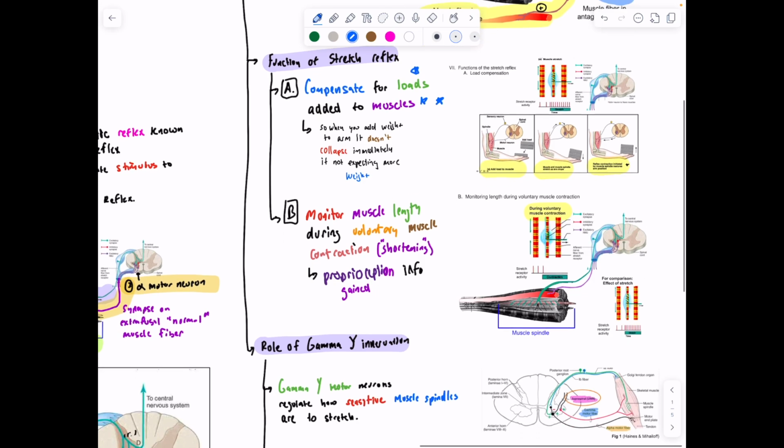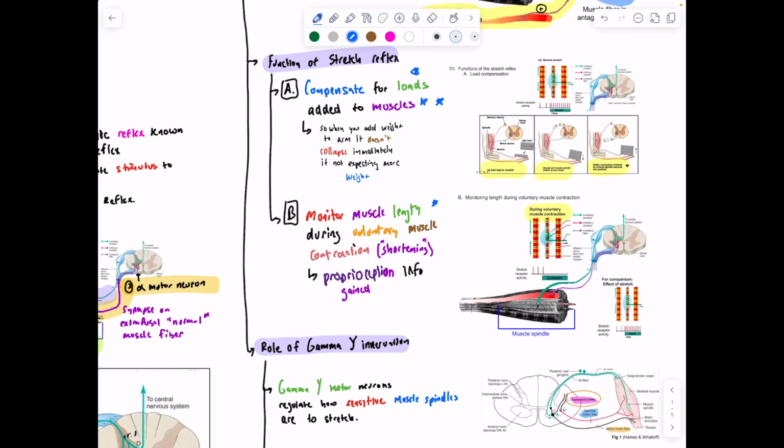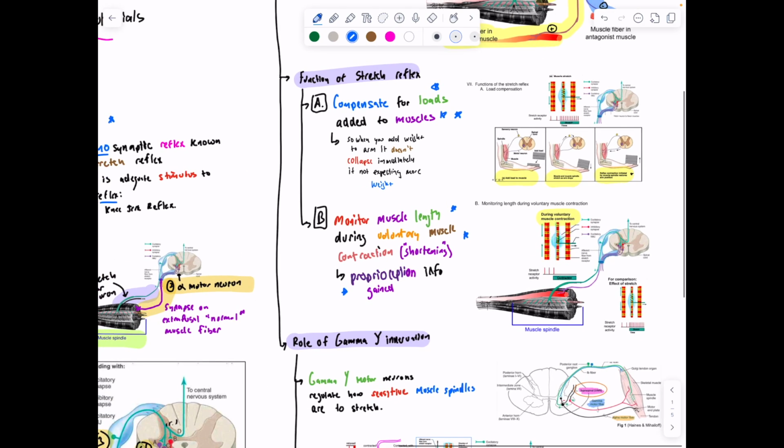The second is to monitor muscle length, and this is during voluntary muscle contraction. As we'll see with muscle spindle fibers, which we'll talk about in a second, one of the components of this path of this reflex, basically you get information on length of contraction. And so if you can basically monitor length during voluntary contraction, you've gained some proprioceptive information about where you are.